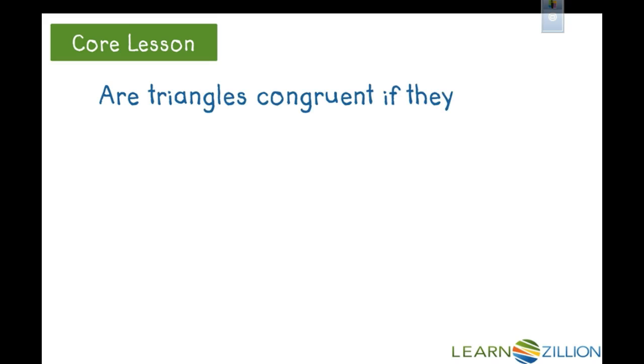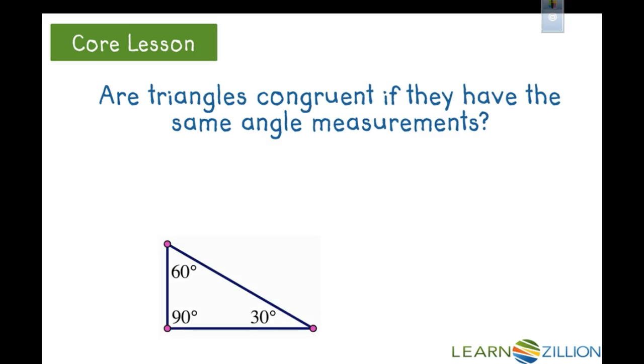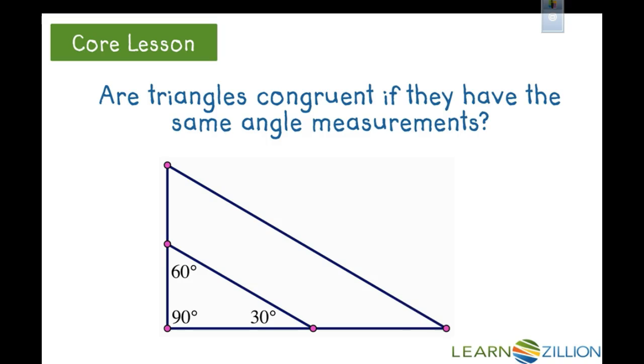Are triangles congruent if they have the same angle measurements? Let's look at an example. If we start with this small triangle and then extend each side, we can create a larger triangle by drawing a parallel hypotenuse. So the angles will have the same measurements, but the sides do not. The sides are proportional, but they're not the same length as the first triangle. So these triangles are similar, but not congruent.